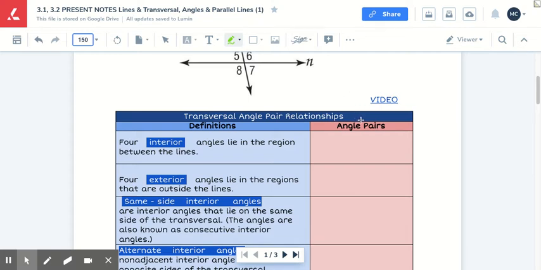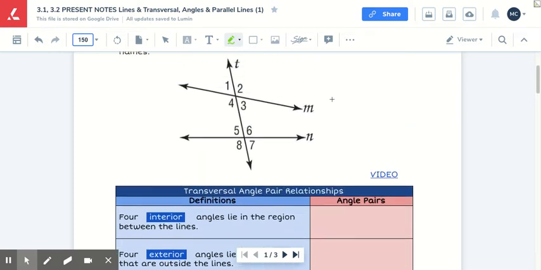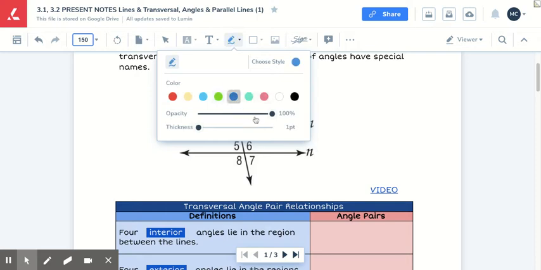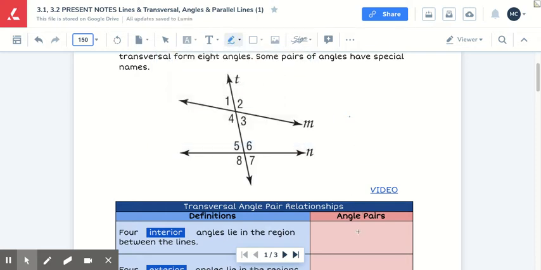So the four interior angles are the angles that lie in the region between the lines. So the region between the lines would be this area here. So our interior angles are going to be those four angles that are inside there. Okay, so that would be angle 4, angle 3, angle 5, and angle 6.